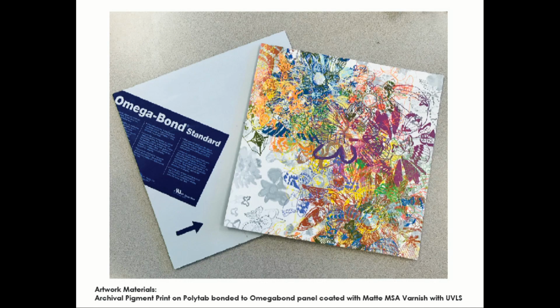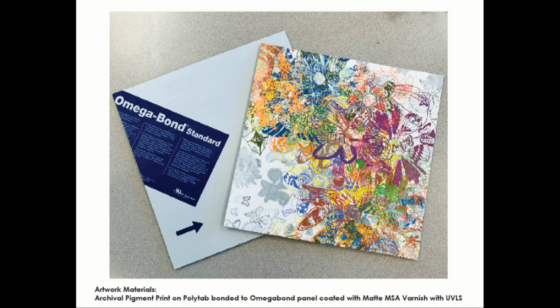So the artwork material that we're going to use is basically a high resolution pigment print, which is a fancy word for a fine art printer that prints on polytab, which is also called mural cloth. So it's going to be printed on mural cloth and adhered with an acrylic gel, which is a mixture of paint and plexiglass, to what's called an Alumilite panel. And I can pass these around.